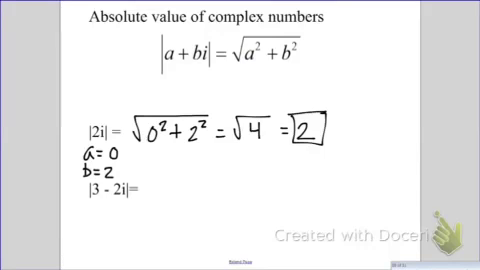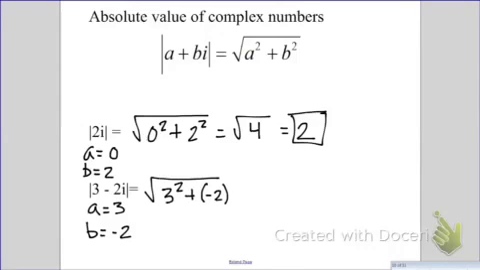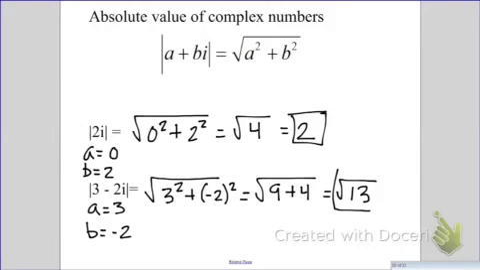Now let's try the next one. And the next one, a is equal to 3, but b is equal to negative 2. So now we're ready to put into the formula. 3 squared plus negative 2 squared. That's going to be equal to 9 plus 4, which is equal to the square root of 13, which is a prime number, so that is as simple as that radical is going to get.